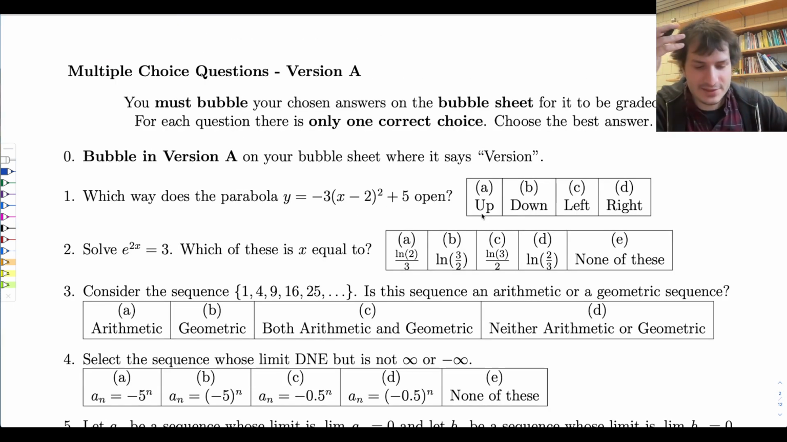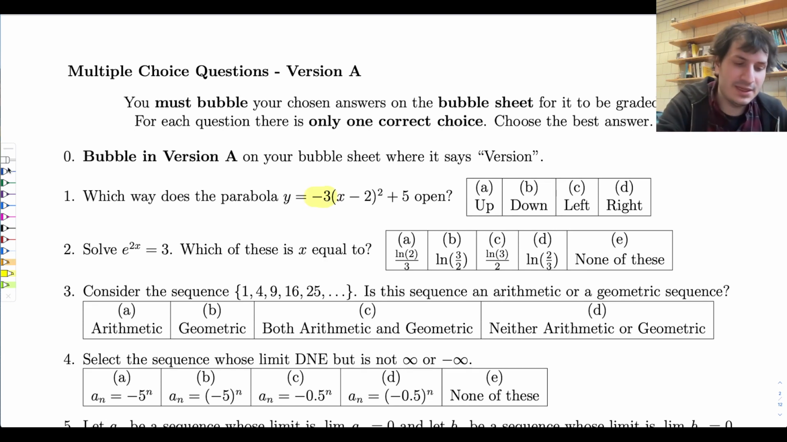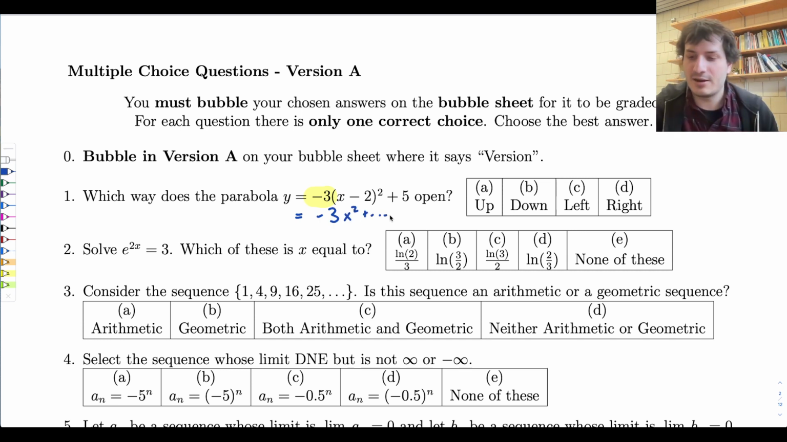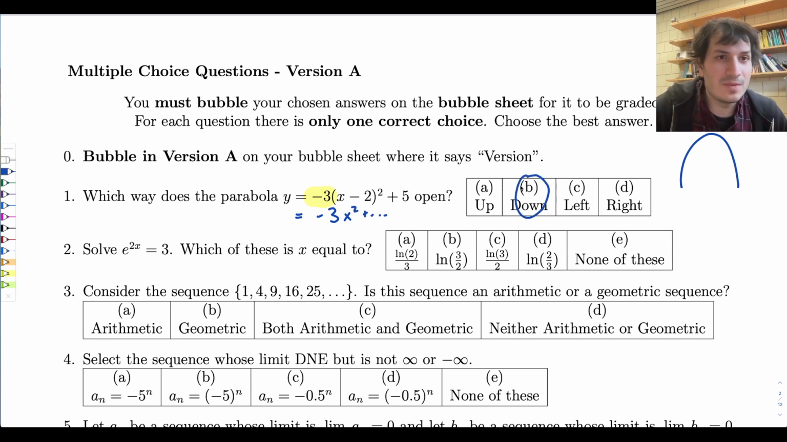Question 1, which way does the parabola minus 3 times x minus 2 squared plus 5 open? The key thing to keep your eye on here is the minus 3. The minus 3 means the first term after you expand it is going to be minus 3x squared, dot, dot, dot. Everything else doesn't matter. Minus 3x squared looks like that. And so the correct answer is it opens down. That question was really well done. So almost everybody got that one right.